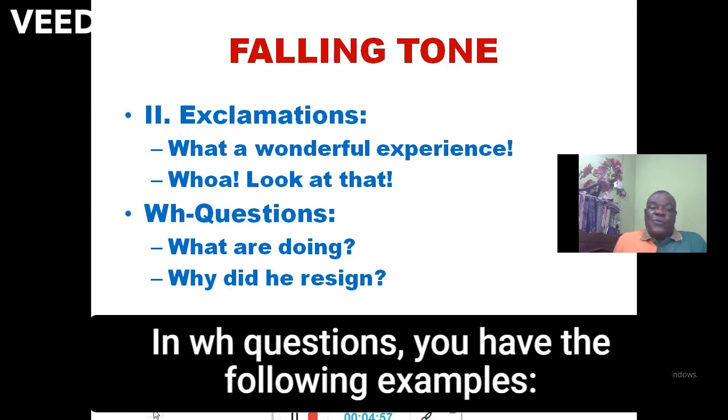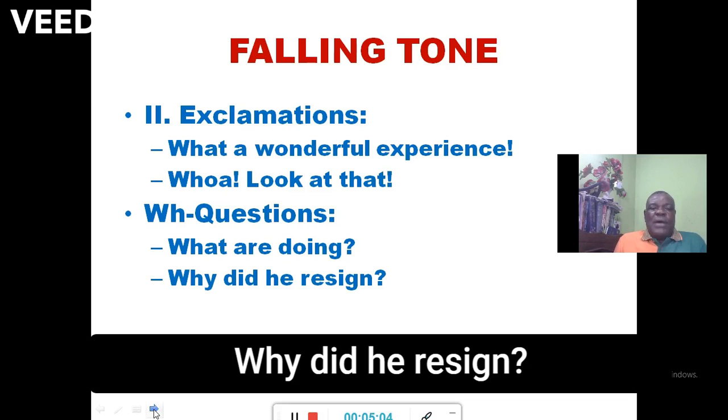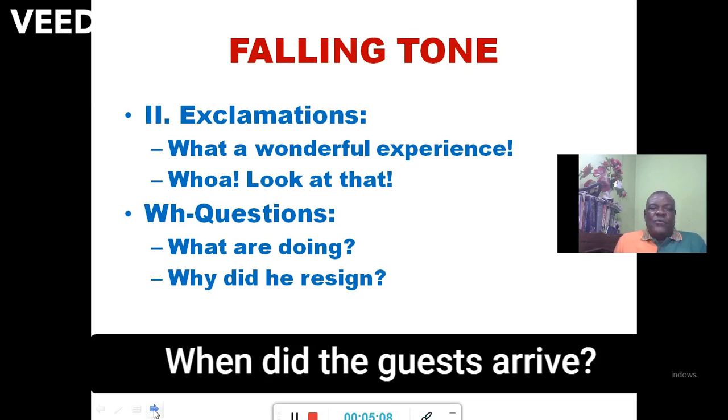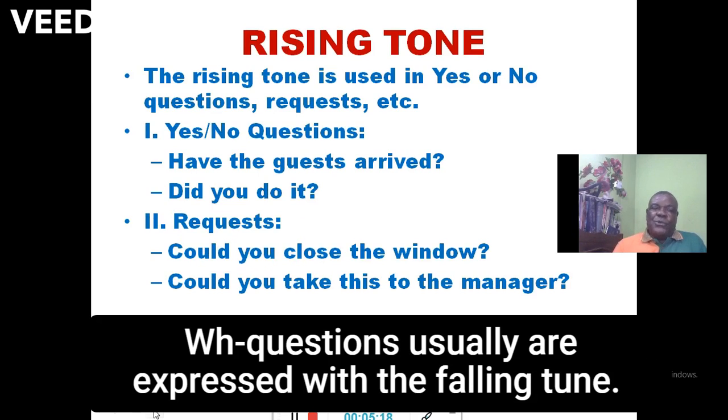In WH questions, you have the following examples: what are you doing? Why did he resign? When did the guest arrive? WH questions usually are expressed with the falling tone.